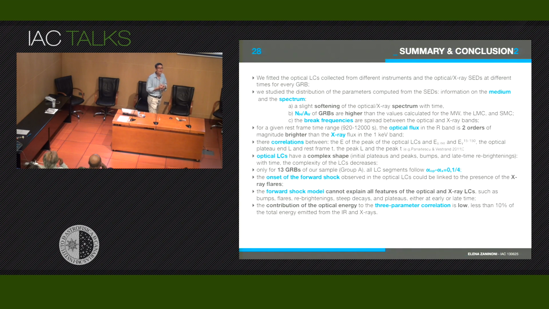Then we studied the distribution of all the parameters that we computed from the SEDs, and so we studied the medium and the spectrum of GRBs. For example, we found out that there is a slight softening of the optical X-ray spectrum with time, and that the gas-to-dust ratios of GRBs are higher than the values calculated in the literature for the Milky Way, Large Magellanic Cloud, and Small Magellanic Cloud. Moreover, we studied the optical flux and the X-ray flux, and we show that the optical flux in our band is 2 orders of magnitude greater than the X-rays, and so on.